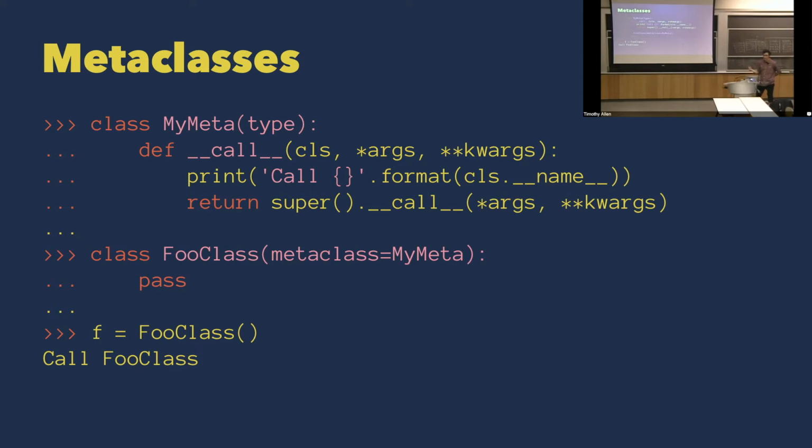On the other hand, the underscore call method gets called when we actually call a class, when we instantiate a class and expect to get an instance back. So we can override this function. I stuck a print statement in here, and you can see nothing happens when I create the class, but when I say f equals foo class, open close paren, that's when call gets executed. Any questions?